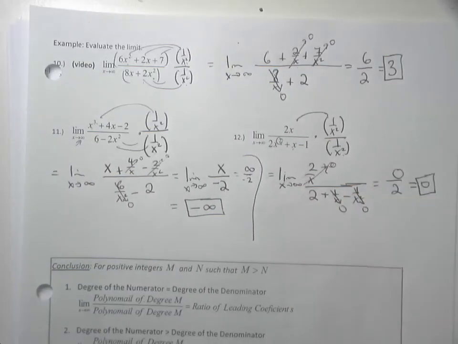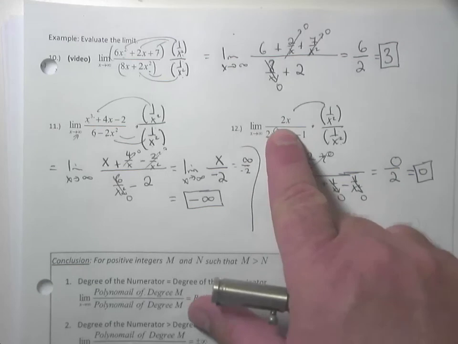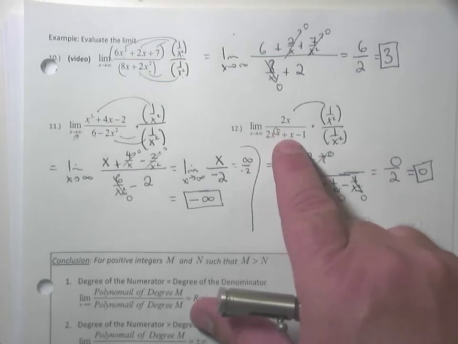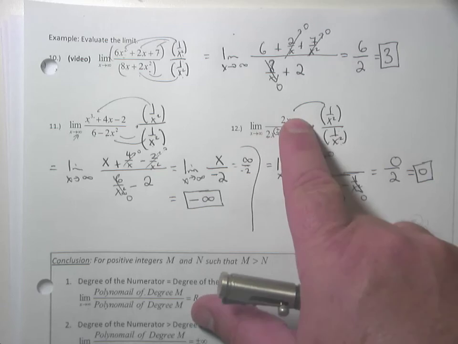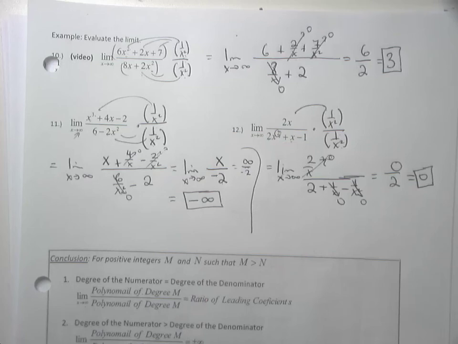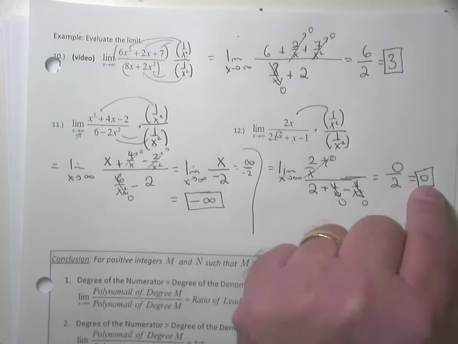Take a look at this one. When I take the limit as x approaches infinity of 2x divided by 2x squared plus x minus 1, the degree of the numerator is 1, x to the first. The degree of the denominator is 2. The degree of the top is less than the degree of the bottom. When the degree of the top is less than the degree of the bottom, what do I get? 0, every time.